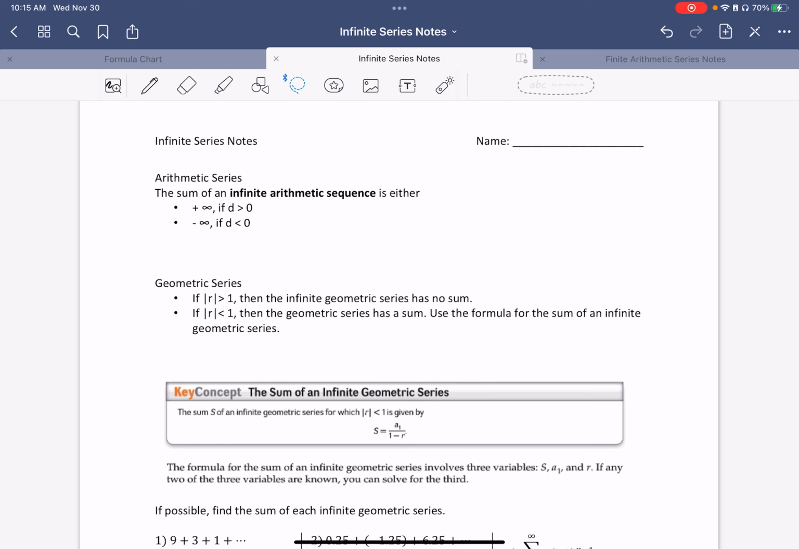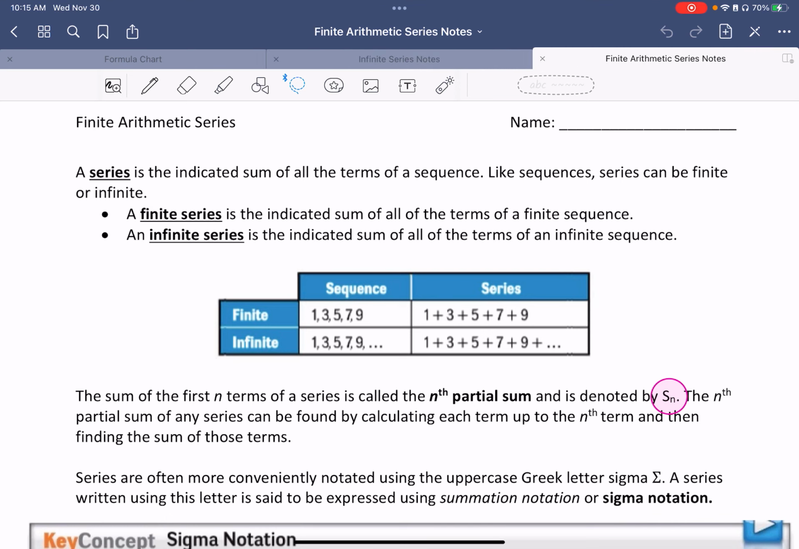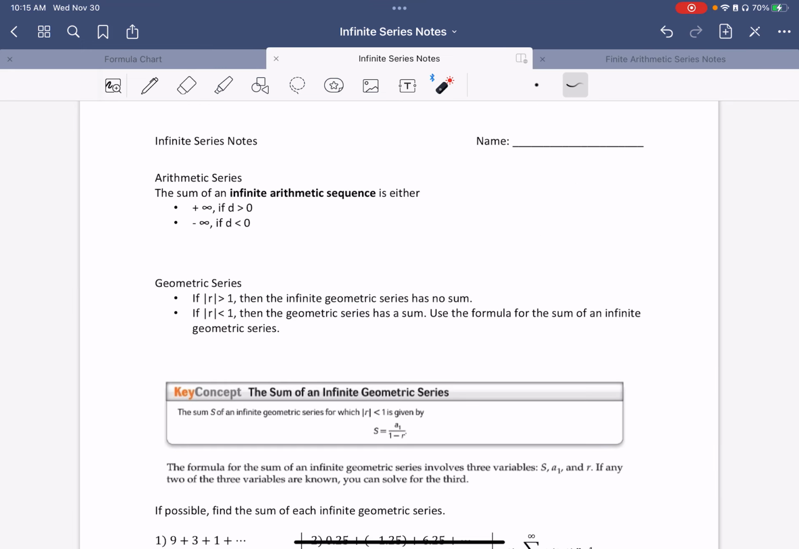Now let's talk about what infinite means again. I'm going to pull up our old notes that we talked about a few weeks ago. In this little chart you can see that finite stops versus infinite keeps going on forever and ever and ever. So far we have talked about finite arithmetic and finite geometric. So today we're going to talk about infinite series. So what happens when they keep going on forever?